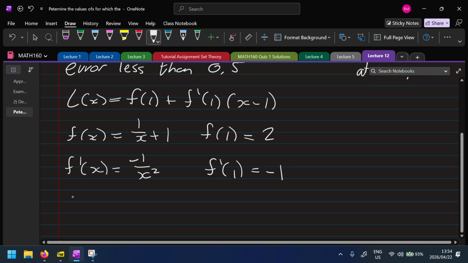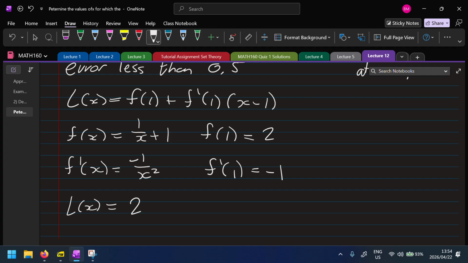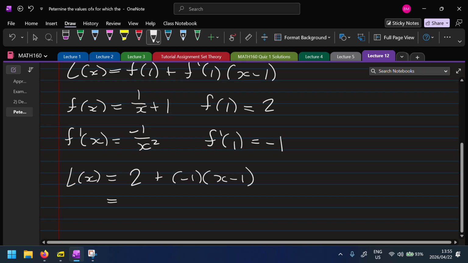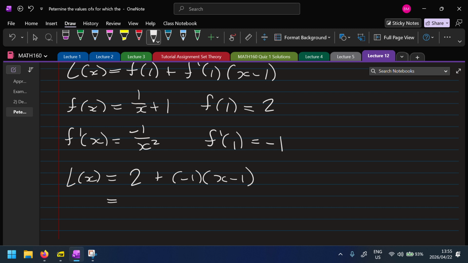Let's substitute in. Okay, so f at 1, that's 2. F prime, that will be minus 1, x minus 1. So what do we get for this, for our straight line tangent? It's not that late in the day. Can't be that sleepy. What do we get? Yeah, 3 minus x.